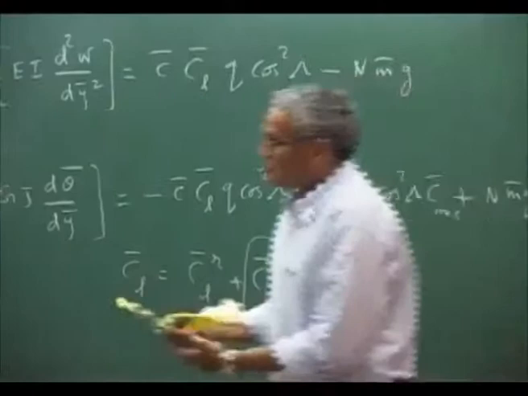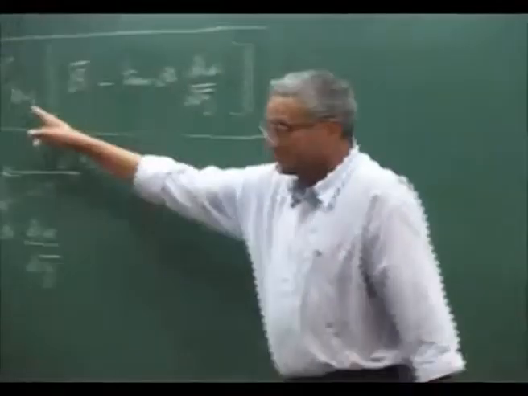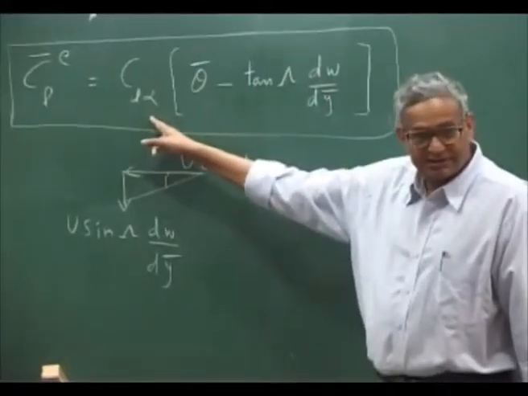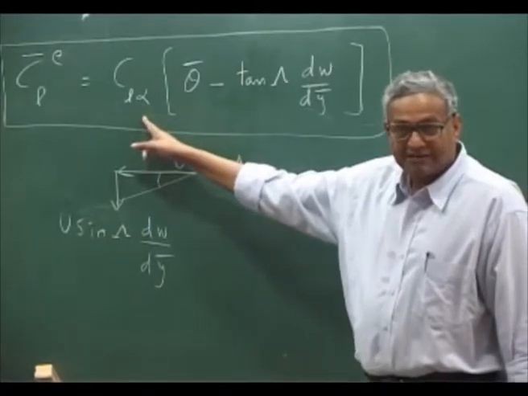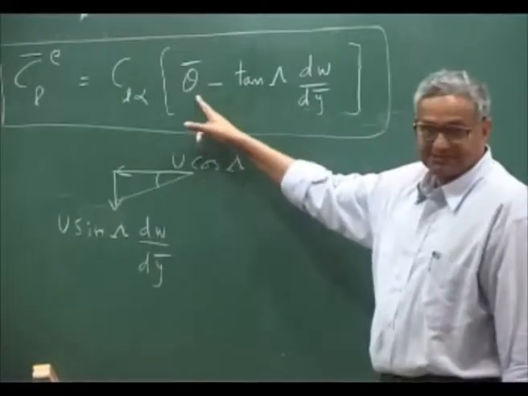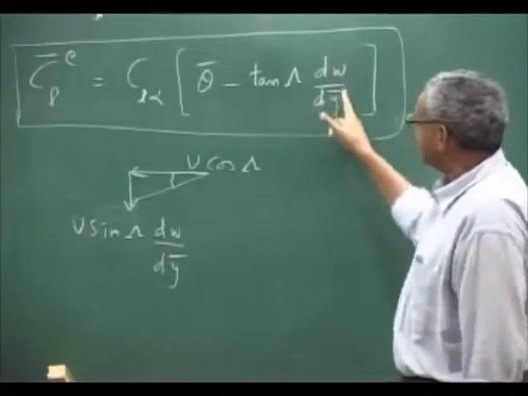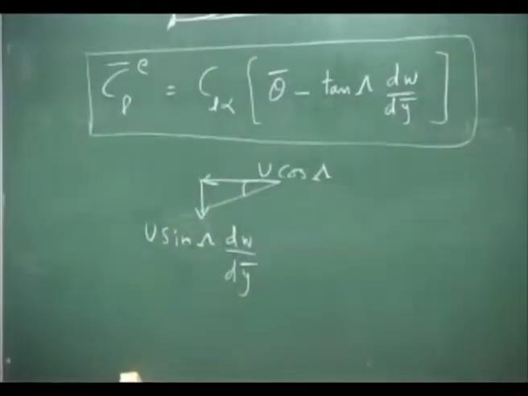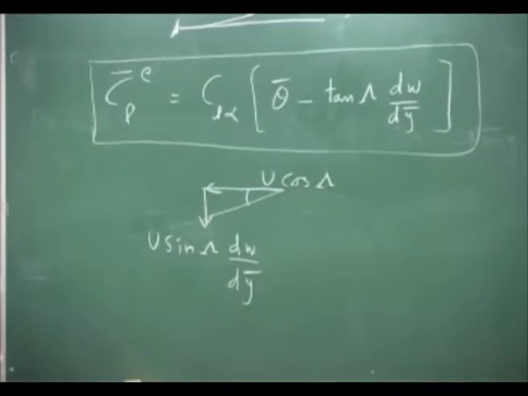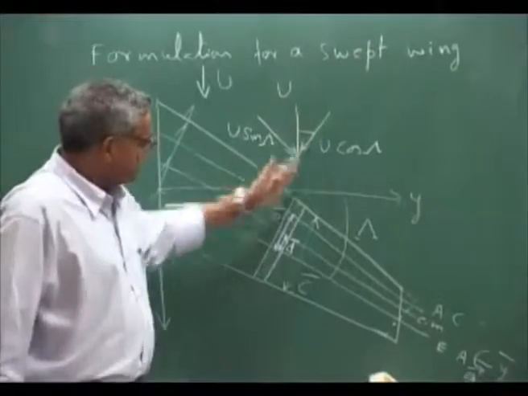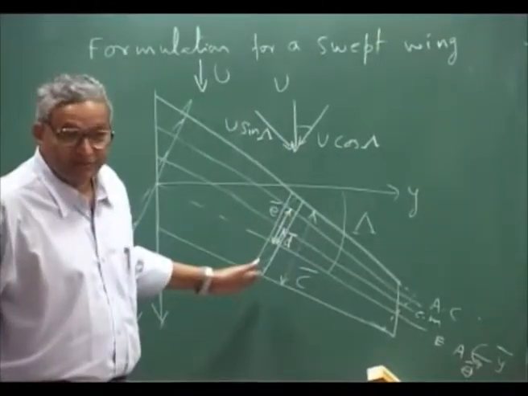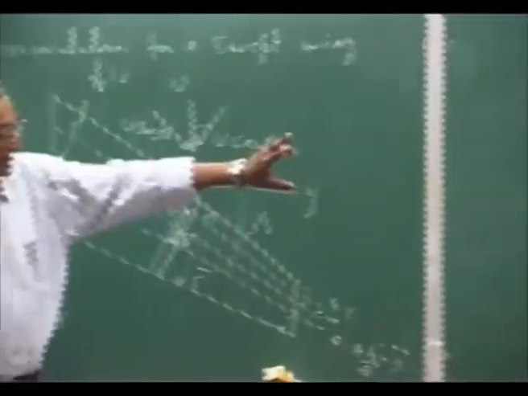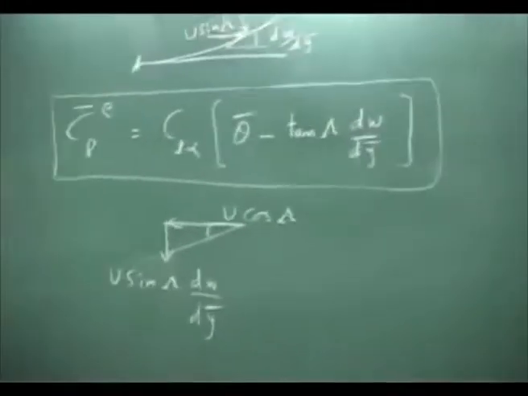Then you have to substitute for that CL alpha, which is the aerofoil lift curve slope, but the angle of attack is theta bar, which is due to twist. This is due to bending. Okay. This is how in chord-wise rigid formulation the coupling between bending and torsion happens.